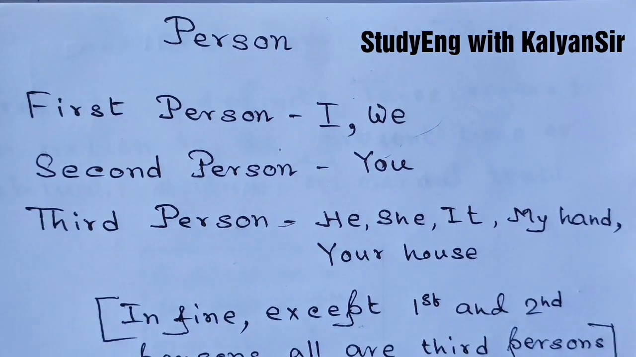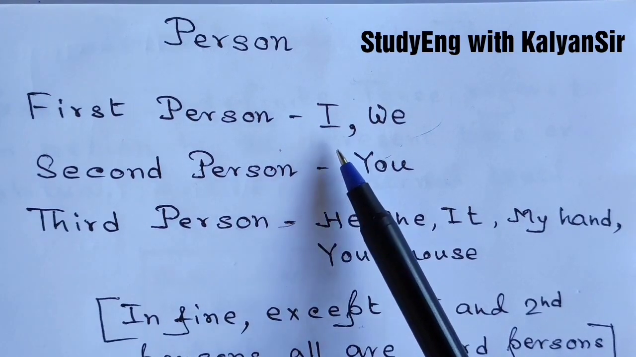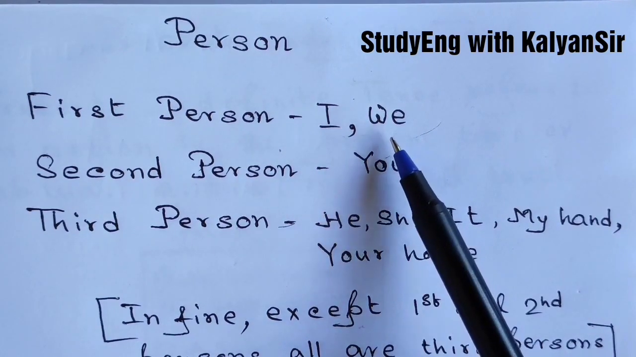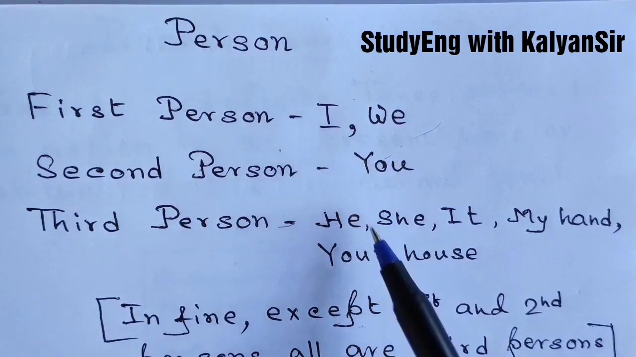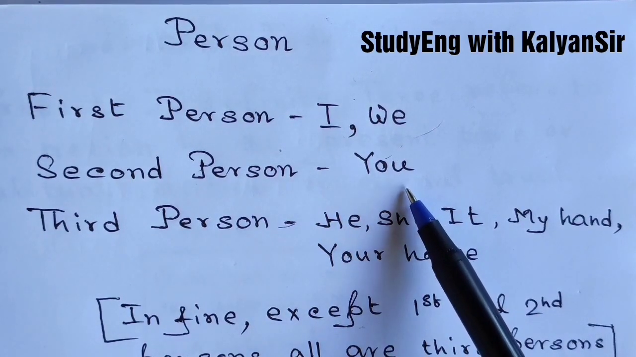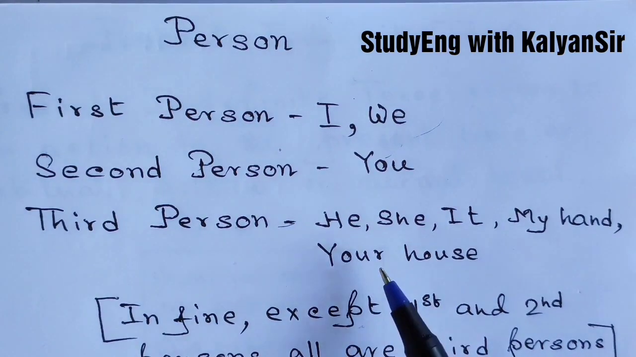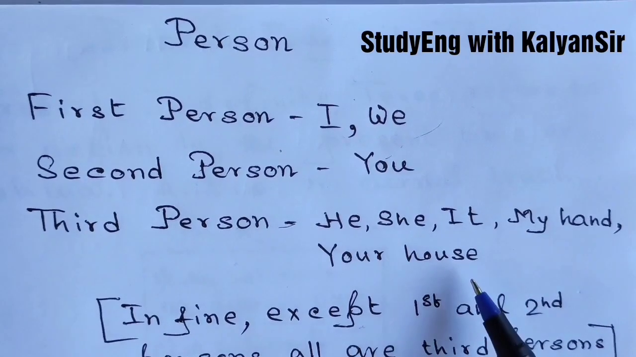Okay? Now let's have a look at the examples written over here. The examples of the first person are I and we. I is singular and we is plural. And the only example of the second person is you. And all the rest are third persons. Let's have a look at the examples. He, she, it, my hand, your house.